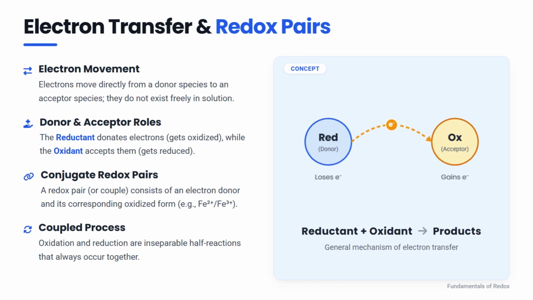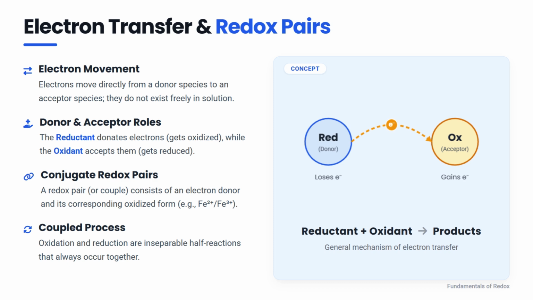As we continue, let's understand how these two processes are linked through electron transfer and redox pairs. Electrons move directly from a donor species to an acceptor species. They don't just float around freely in solution. The reductant is the donor. It donates electrons and gets oxidized. The oxidant is the acceptor. It accepts electrons and gets reduced.